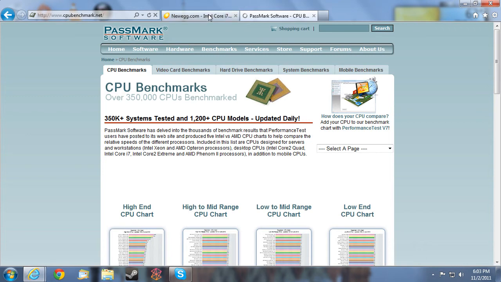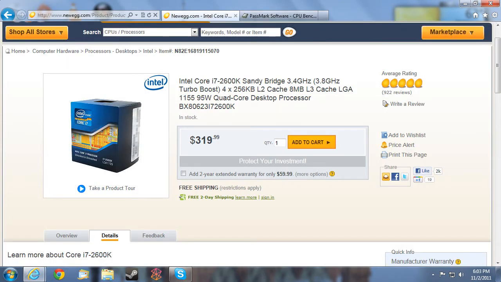When choosing a processor, you may be wondering, okay, I've got this processor running at 3.4 gigahertz. It's a quad-core processor. AMD's got another quad-core processor running at 4 gigahertz. How do the two compare? The 4 gigahertz quad-core does not mean it's going to be faster than this 3.4 gigahertz quad-core.